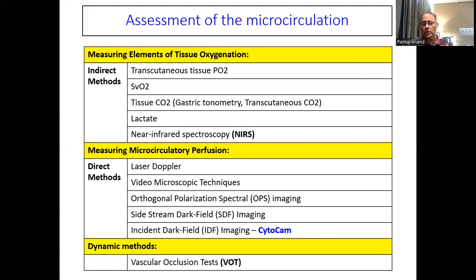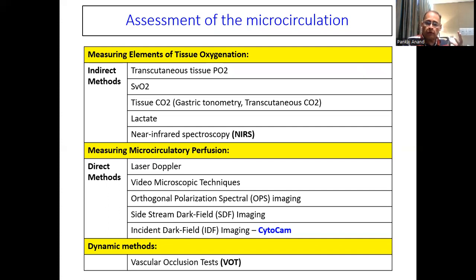Now, coming to the various assessment tools that we have for microcirculation, you could be measuring elements of tissue oxygenation, which include the indirect methods like your transcutaneous tissue pressure of oxygen, your mixed venous saturation, your tissue carbon dioxide levels, which is usually measured with gastric tonometry or transcutaneous carbon dioxide, the lactate, or the NIRS, or near infrared spectroscopy, which I'll be discussing in detail.